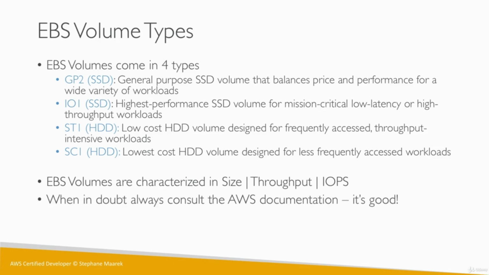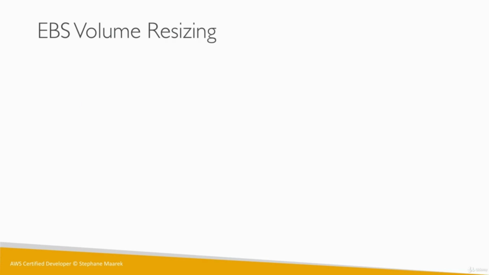So when in doubt, always consult the AWS documentation. It will have the latest information on all these drives. And so far, we've been only using GP2 volumes. Usually when you create an EC2 instance, this is the volume you're going to use all along. So we can resize EBS volumes. It's something you should know about. It's new. It's out of February 2017.